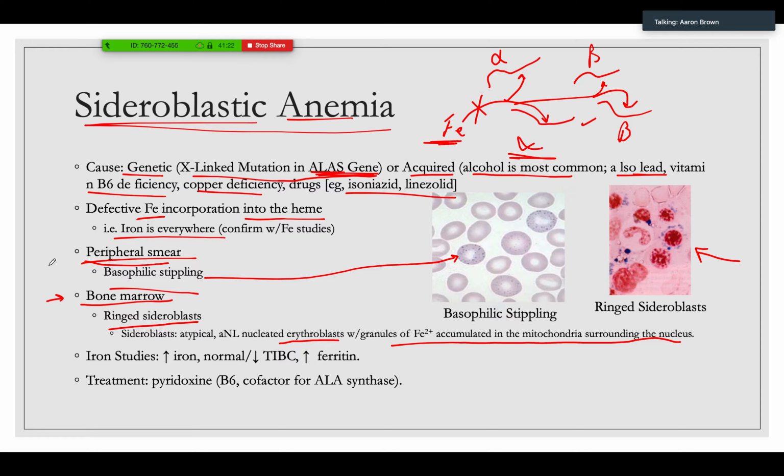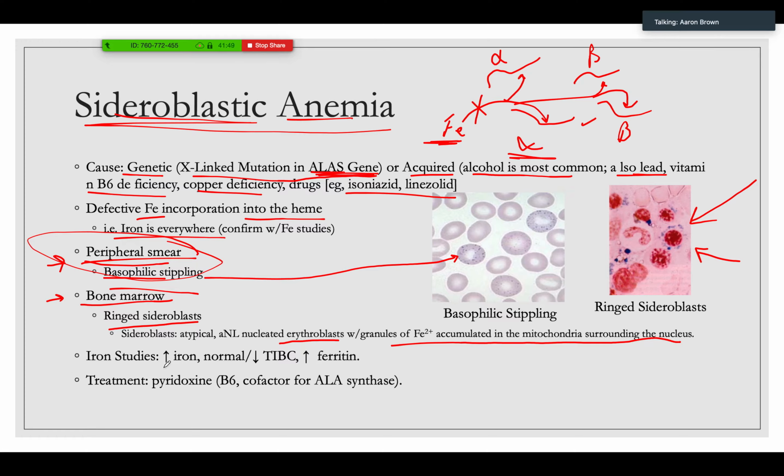In the peripheral smear, we see basophilic stippling. There is a UWorld question that tests you on this exact fact. I don't know how helpful it is for me to tell you about it before you get it, but sideroblastic anemia, basophilic stippling in the periphery. When you take a drop of blood from the finger, this is what you see. If you take a sample from bone marrow, this is what you see. Ring sideroblasts.